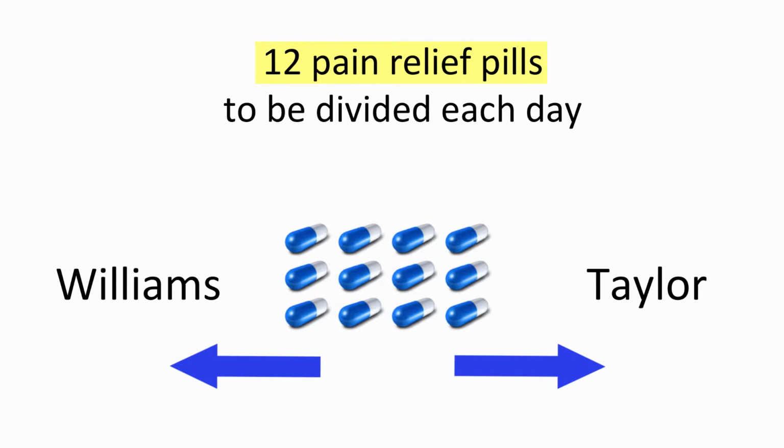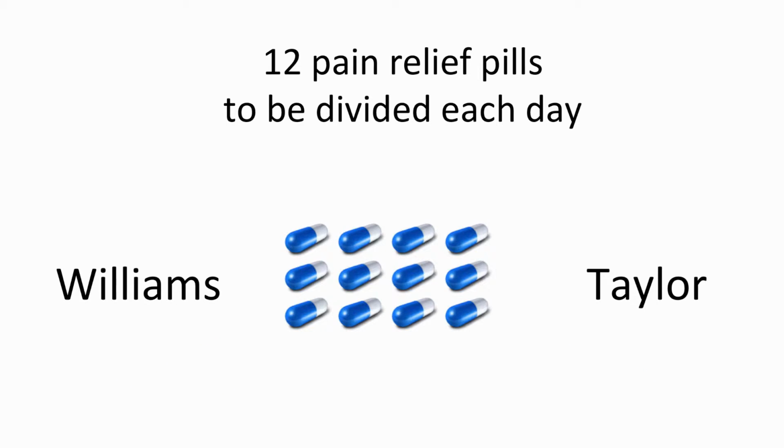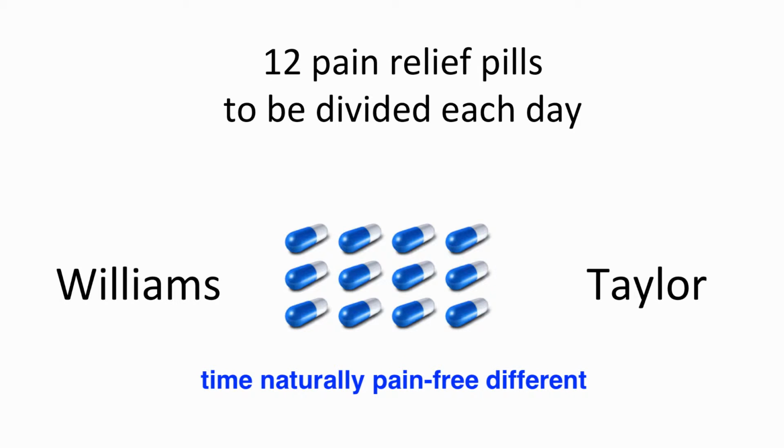These 12 pills are not enough to provide complete pain relief to both of them for the full day, so we will need to decide how to divide the pills between them. The pills can be split in half if we need to. Williams and Taylor are identical in every way except 2. 1. The amount of time each day they naturally spend without any pain from their arthritis is different. And 2. The number of hours of pain relief they each get from one pill is different.